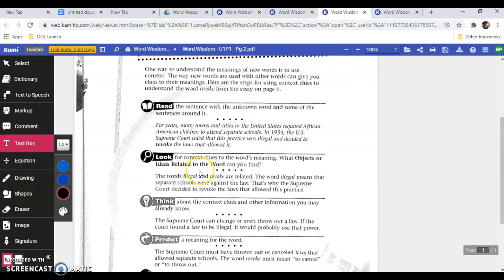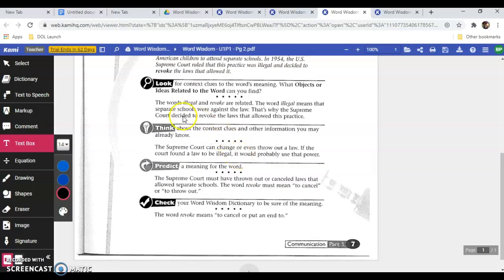Then it asks you to look for context clues to the word's meaning: what objects or ideas related to the word can you find? The example shows us that the words illegal and revoke are related. The word illegal means that separate schools were against the law. That's why the Supreme Court decided to revoke the laws that allowed this practice. The next step is to think about those context clues and other information you may already know about what's being discussed. A piece of information is that the Supreme Court can change or even throw out a law. If the court found a law to be illegal, it would probably use that power.